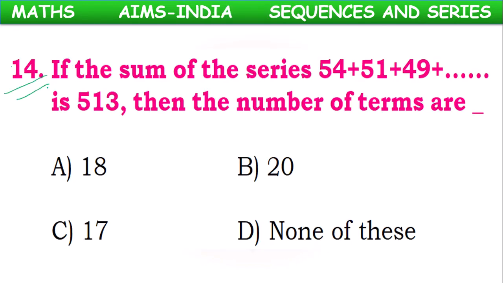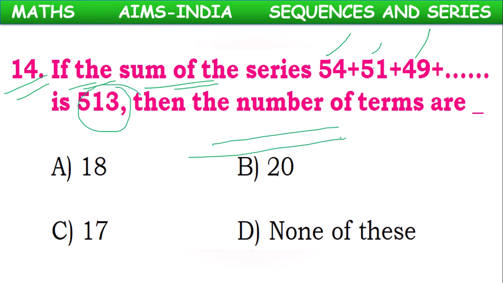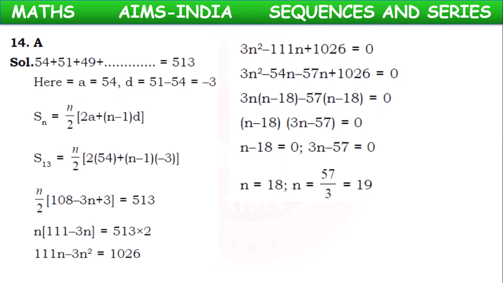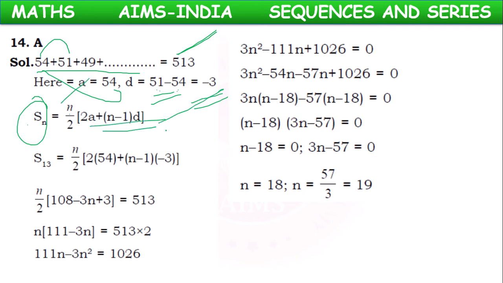Next, the 14th one. If the sum of the series 54 plus 51 plus 49 plus and so on is 513, then how many terms are there? That we have to find. They have given the sum of the series equal to 513, where a is 54, and common difference is T2 minus T1, 51 minus 54, equals minus 3. Sum of n terms formula: n by 2 into 2a plus n minus 1 into d.